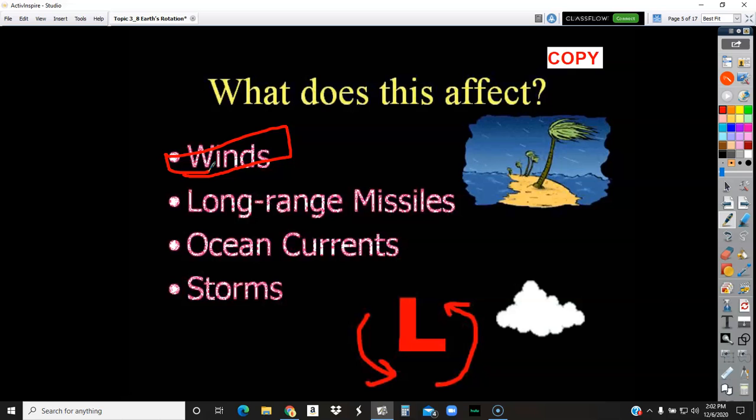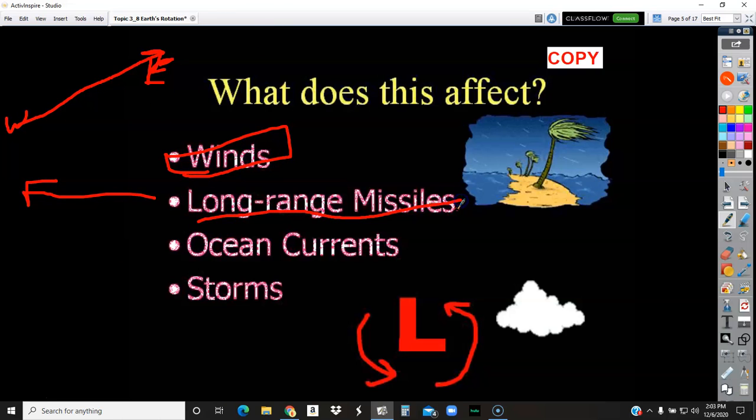That affects winds. So in the United States, everything tends to go from the southwest toward the northeast. And that's because of the Coriolis effect. In other parts of the world, it does the complete opposite. Instead of going from west to east, the winds will actually go from east to west. They'll go complete opposite. And again, that's because of Coriolis.